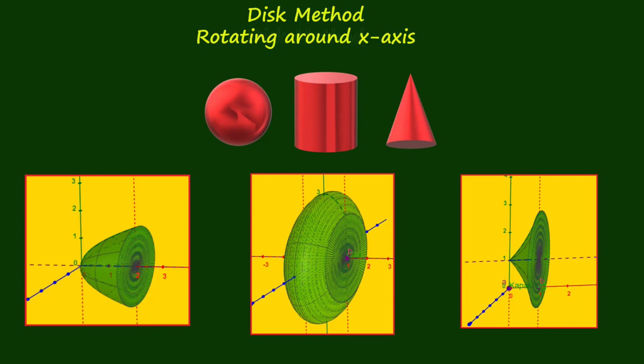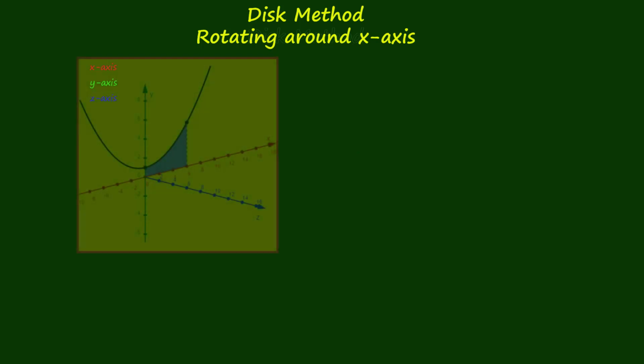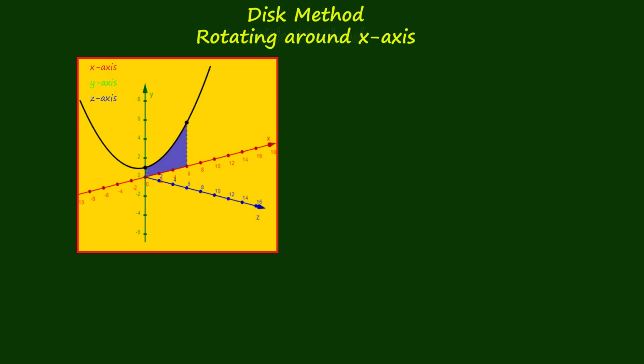But first, we should define a solid of revolution. So, what is a solid of revolution? When we rotate a curve about a given axis, we get a solid of revolution.